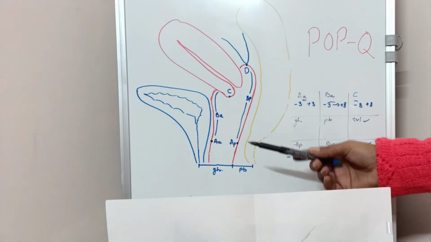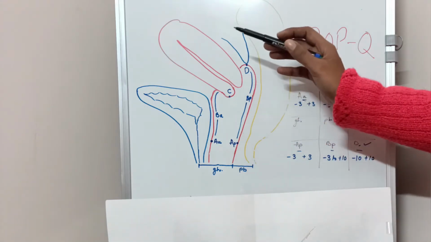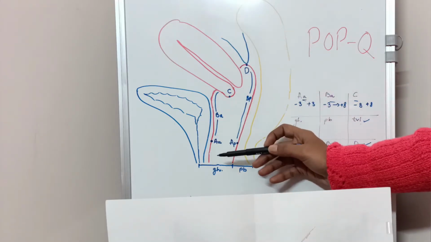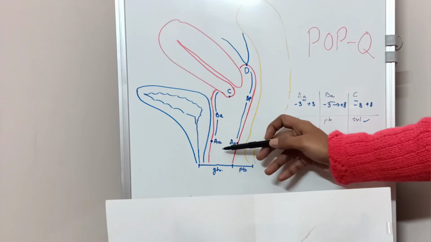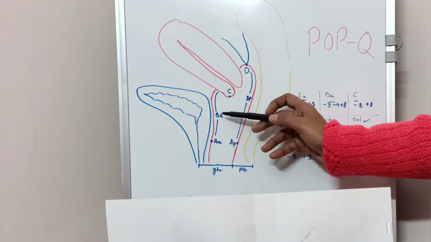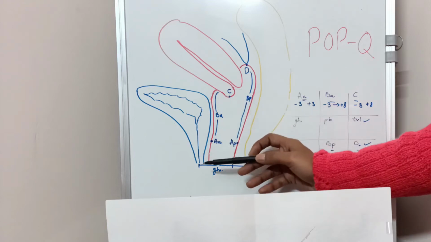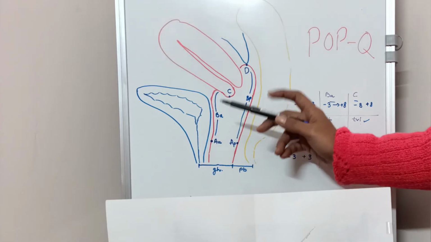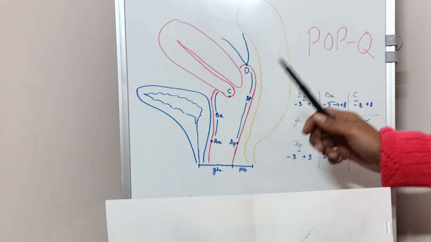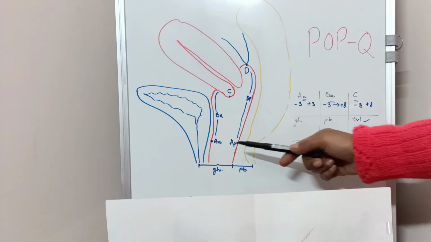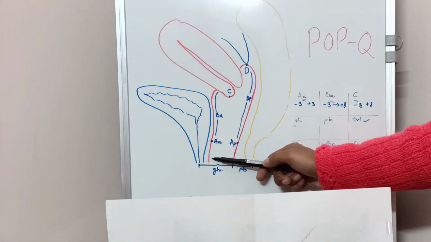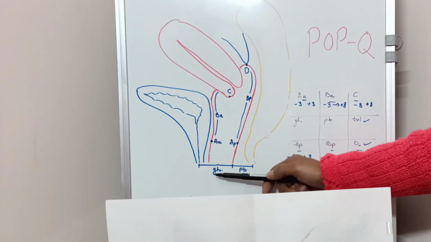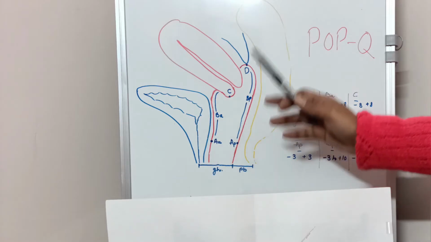Next is stage 1, which basically means that there is some descent, but all those points are still above the level of the hymen, at least 1 centimeter above the level of the hymen. So all these points can come down, but still remain 1 centimeter above the hymen. That is our stage 1. The next is stage 2, where we have the prolapse portion between -1 to +1. So in between these 2 points, -1 to +1, we have our stage 2.